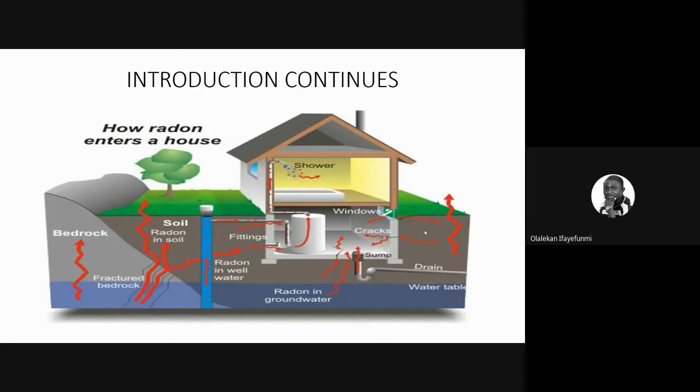Now, this is a picture of how radon enters the home. We can see there are different ways: from cracked, fractured bedrock, it can enter through the soil, it can even enter through our shower and through windows. So there is no way in a house we can prevent radon from entering. The only thing we can do is to minimize it. Even the materials of the house can also contribute to the amount of radon concentration in a building.